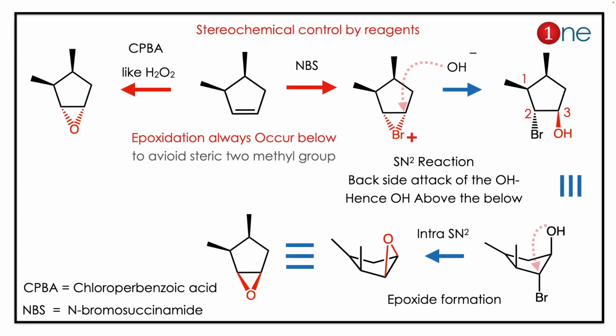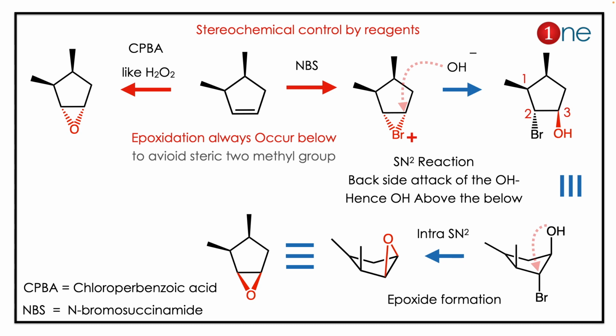Here the epoxide below the plane is very easy because you are using mCPBA. Peracid means you are converting alkene into epoxide there. Due to the steric reason, mCPBA attacks from below, so you have epoxide formation below. The epoxide above the plane is a little tricky.